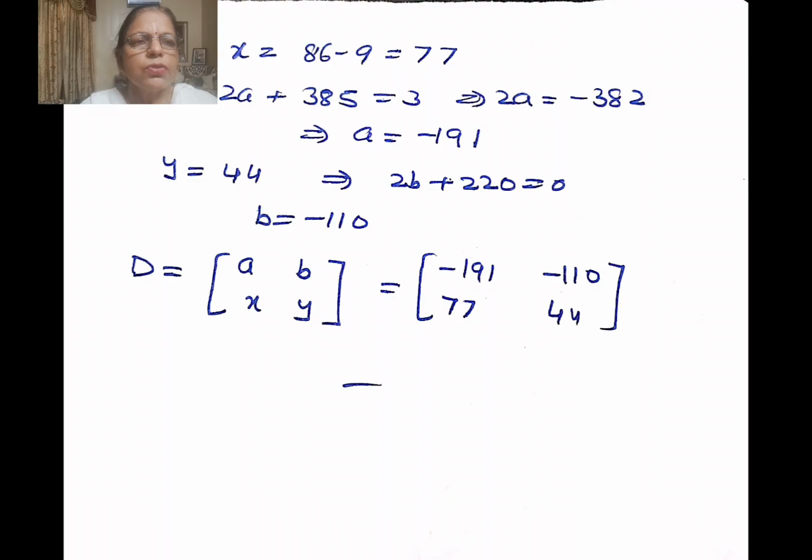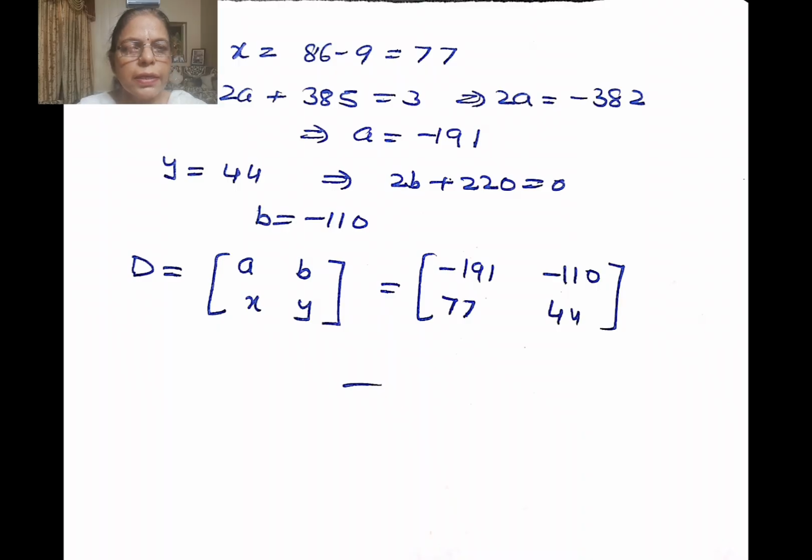So subtracting, we get x is equal to 86 minus 9, which is 77. Putting the values, 2a plus 385 is equal to 3, 2a is equal to minus 382, and a is equal to minus 191. Similarly, y is equal to 44, and that means 2b plus 220 is equal to 0 and b is equal to minus 110. So the required matrix is [-191 -110; 77 44].